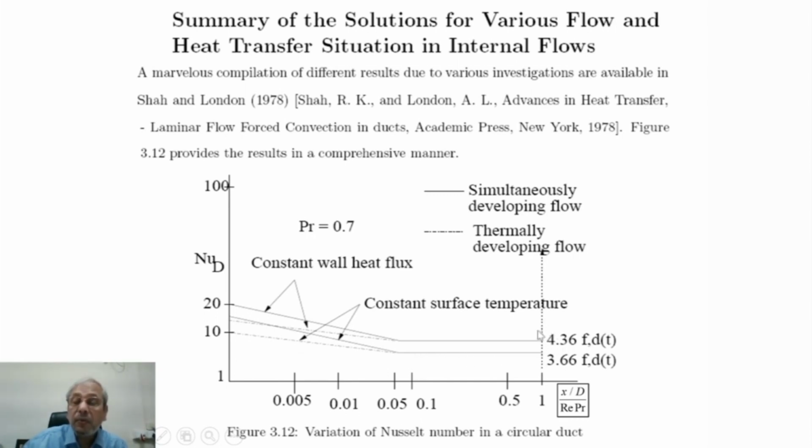Finally, for hydrodynamically and thermally fully developed constant heat flux boundary condition, we get 4.36. Hydrodynamically and thermally fully developed for constant wall temperature, we get 3.656, which has been written as 3.66. And this axis, you can see, is x by d divided by Reynolds into Prandtl.